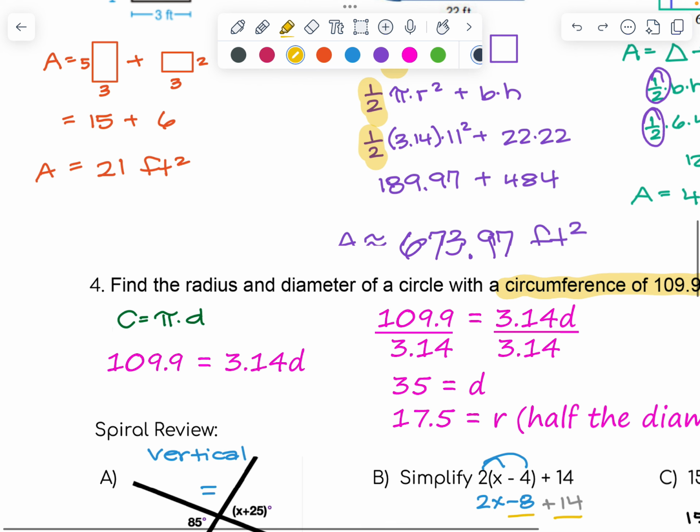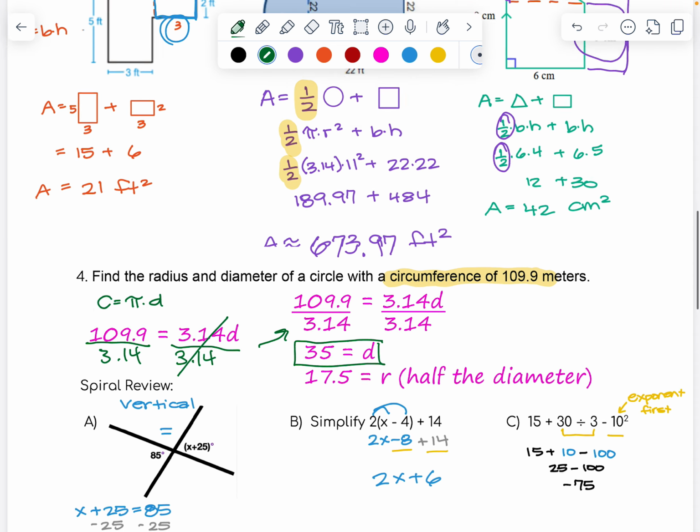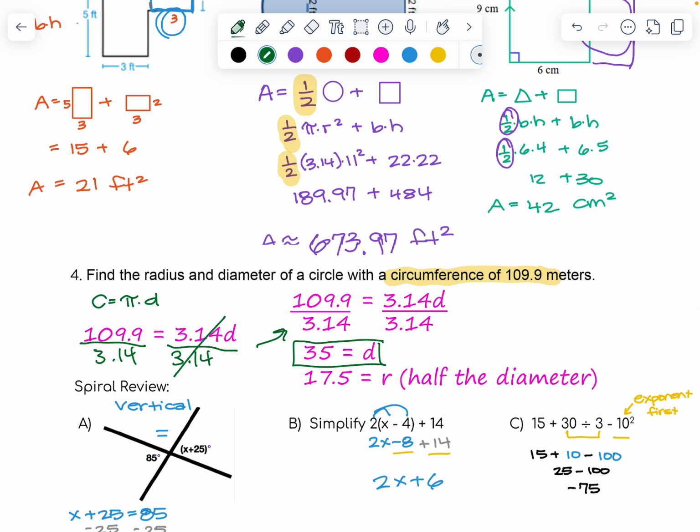Right? So all we're going to do right here is isolate the letter D. We're going to solve for D. So if you look at the work over here, we just divide by 3.14. What you do to one side, you do to the other. Isn't that going to tell us what D equals? The diameter is 35, but they did also ask for the radius, so make sure you cut that in half for 17.5.